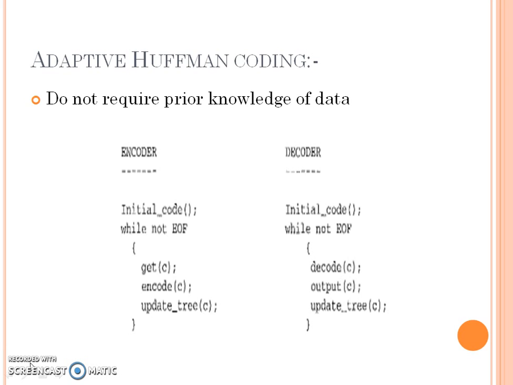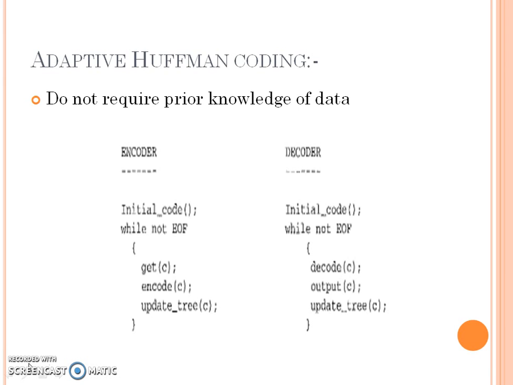A simple procedure of encoding and decoding is given here. In encoding, while end of file is not reached, we have to fetch the character, encode it, and update the Huffman tree. Similarly, in the decoder, while end of file is not reached, decode the character, give output, and then update the Huffman tree. While designing an adaptive Huffman tree, we have to consider two properties.